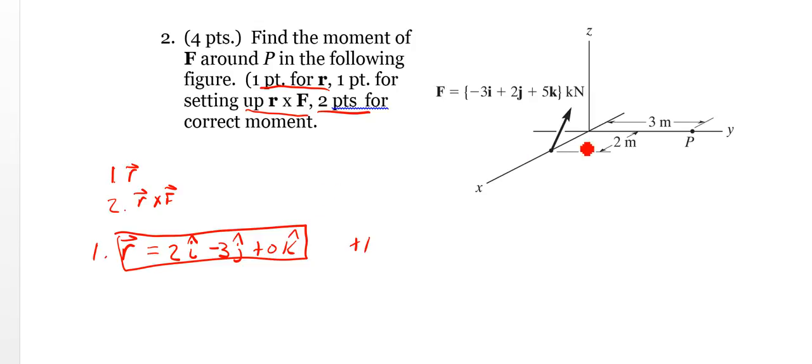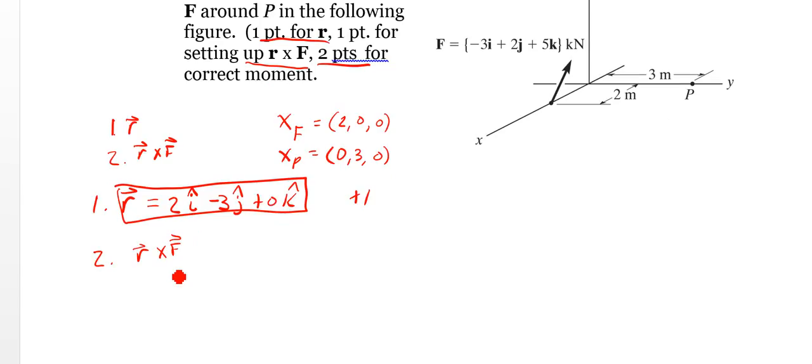We could have also found the coordinates of F. I'll call it x sub F. That would have been 2, 0, 0, minus x sub P, just using x to designate position, which is 0, 3, 0. So we're taking this minus this, this minus this, this minus this, and that gets us our position vector. Step 2, R cross F. So we already have F up here, so we can find that.